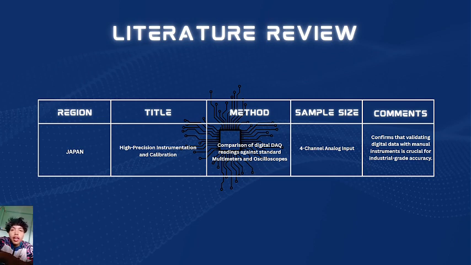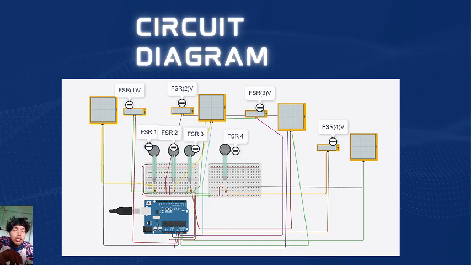The next slide is the circuit diagram. Now let's look at the circuit diagram. Our design incorporates 4 separate FSR sensors, FSR1 through FSR4. Each sensor is integrated into a voltage divider circuit.